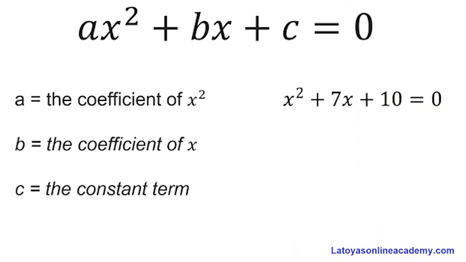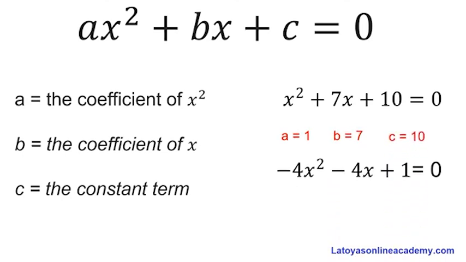Now we must be able to recognize what a, b, and c are in any quadratic expression or equation. So for example, in this quadratic equation, we have x squared plus 7x plus 10. I must be able to recognize what a is. So a is the coefficient of x squared. So the coefficient is the term in front of x squared. What is understood in front of x squared? 1. So therefore a is equal to positive 1. b is going to be the coefficient of x, which is going to be 7. What is going to be c? The constant term, 10.